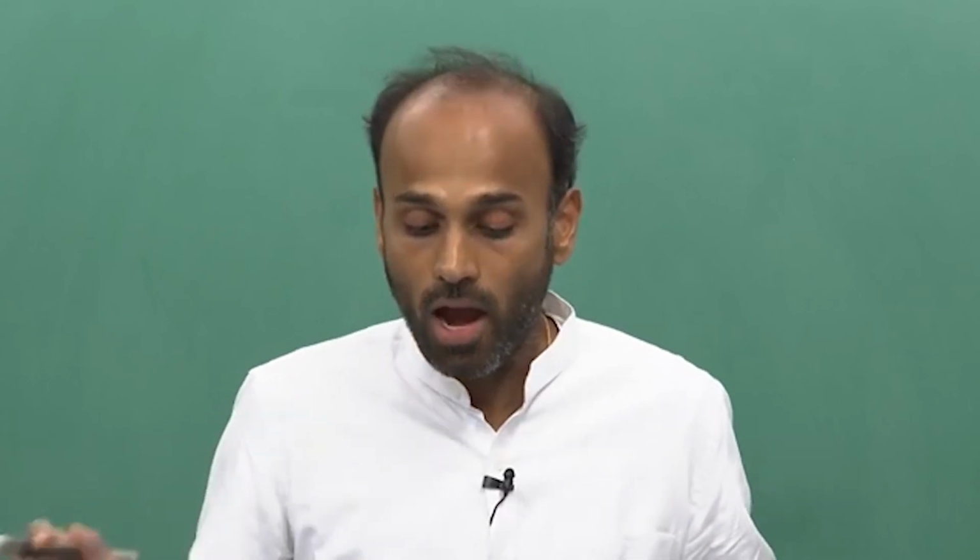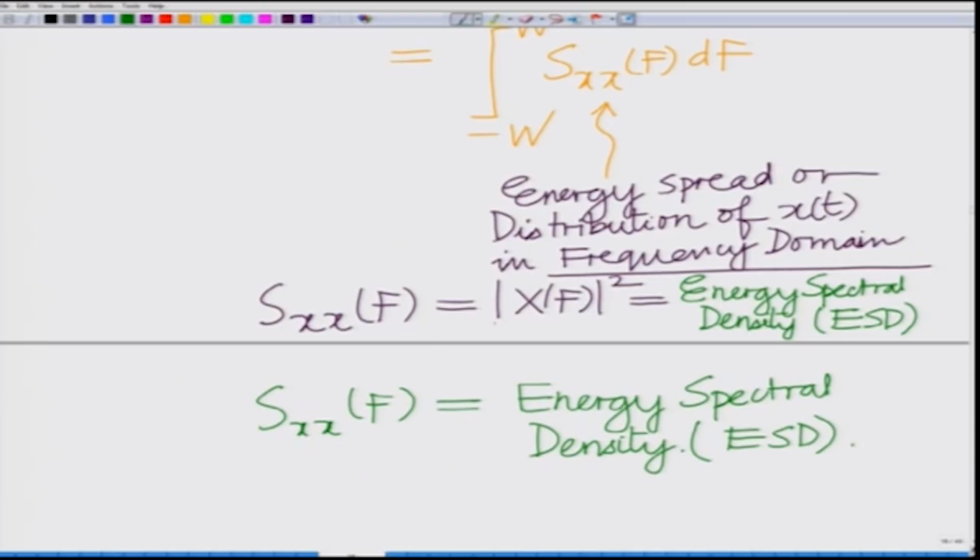So, this is very important, and therefore, naturally, if you integrate it over the entire frequency domain, minus infinity to infinity, that gives us the total energy contained in the signal. That is, integral minus infinity to infinity Sxx of f df is the total energy contained in the signal, which is nothing but integral minus infinity to infinity magnitude x of t square dt.